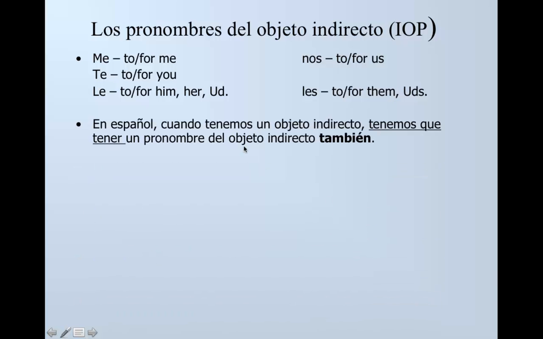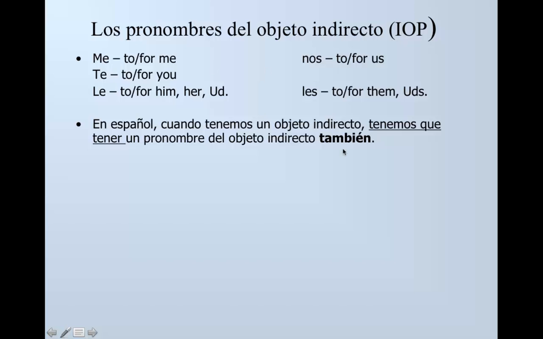Now, this is a tricky part. En español, cuando tenemos un objeto indirecto, tenemos que tener un pronombre del objeto indirecto también. So, what does that mean? In Spanish, when we have an indirect object in our sentence, we have to have an indirect object pronoun also.